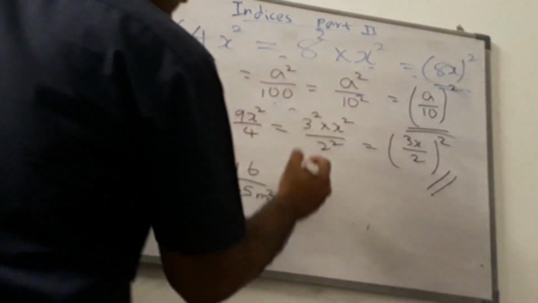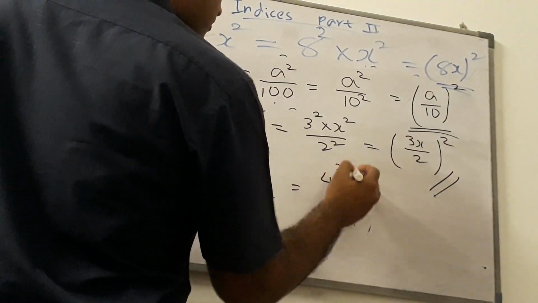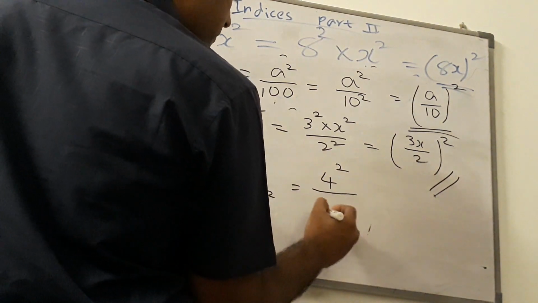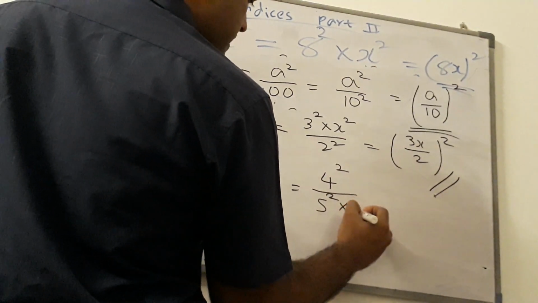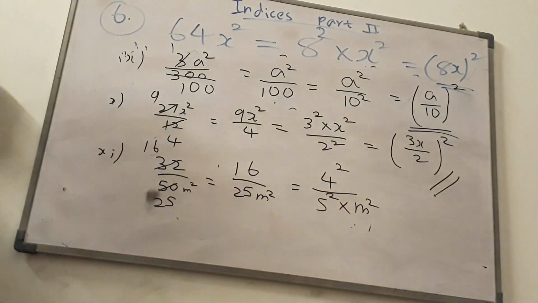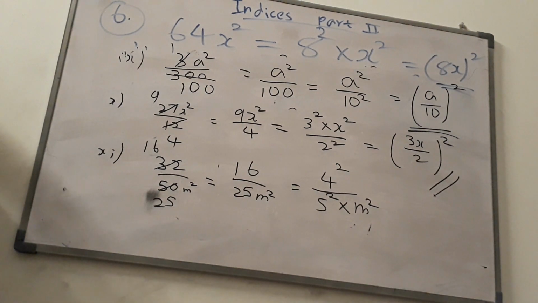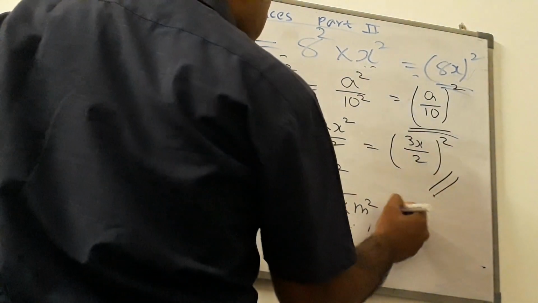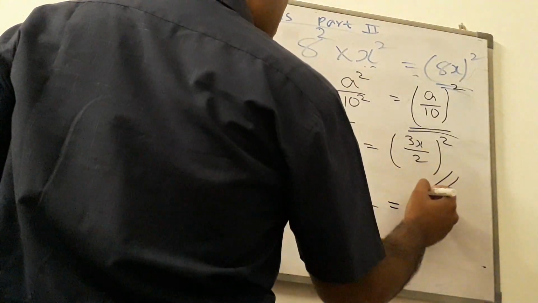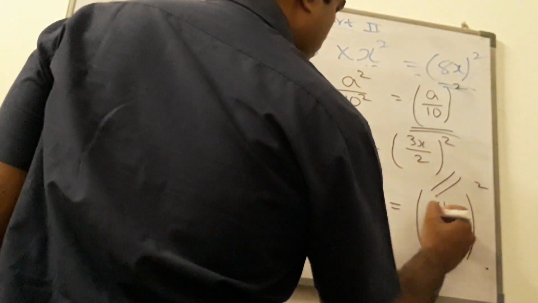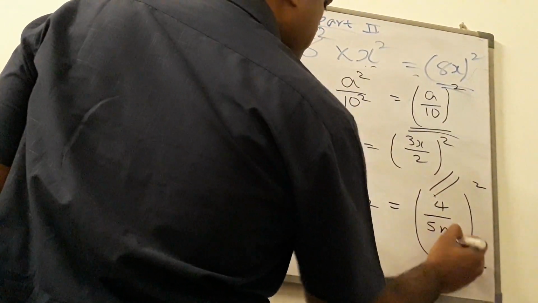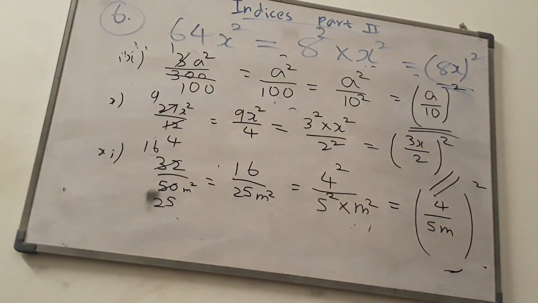Now we know 16 is equal to 4 squared. 4 times 4 is 16. 25 means 5 squared. M squared means m squared. 25m squared can be written like 25 times m squared. Instead of 25 I wrote 5 squared. Now the square term, to the power 2, can be taken outside: 4 over 5m, all squared. This is the answer.